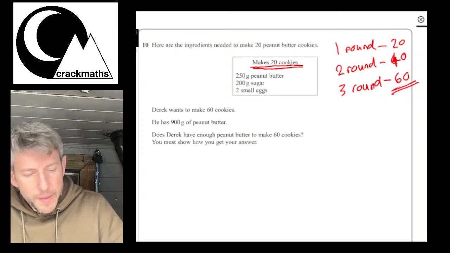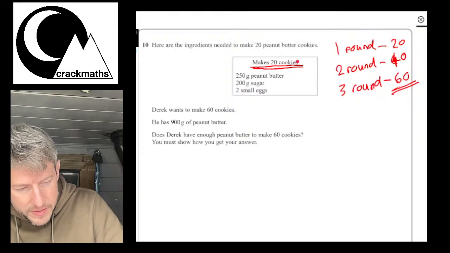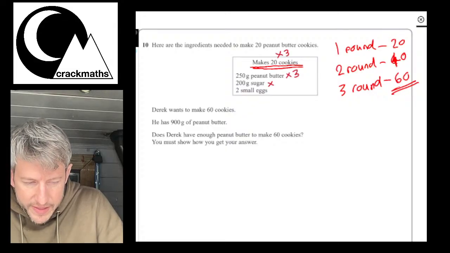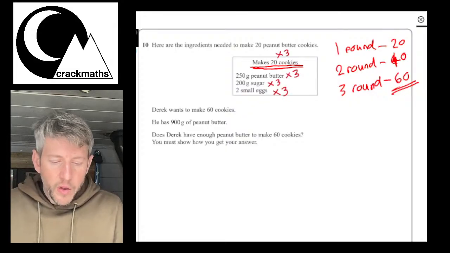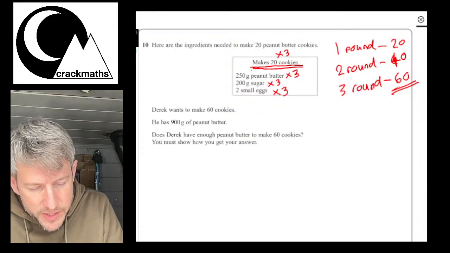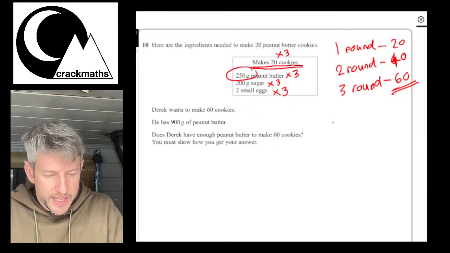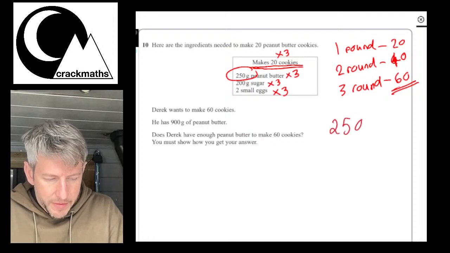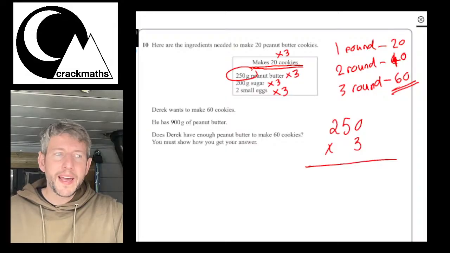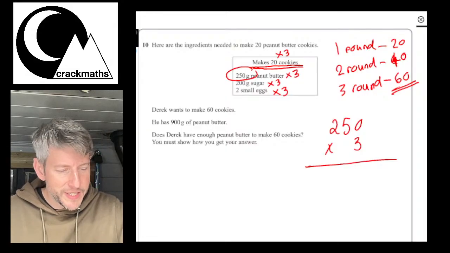So that means to make 60, we need to times this by 3, this by 3, this by 3. We only care about the peanut butter, so we're only going to do the 250 times 3. So let's write that here. 250 times 3. Whatever method for long multiplication you have, feel free to use it.